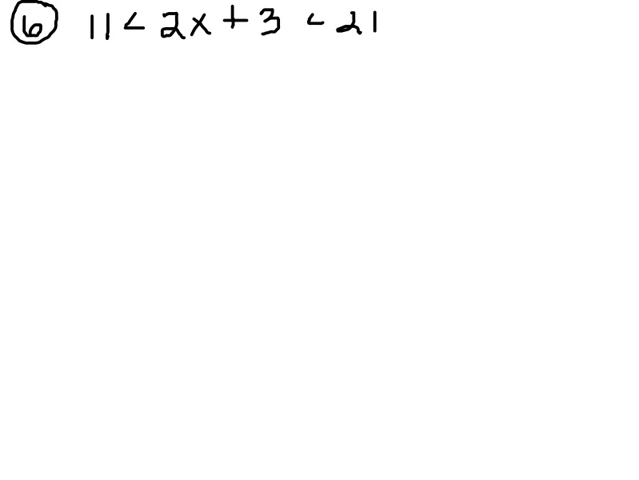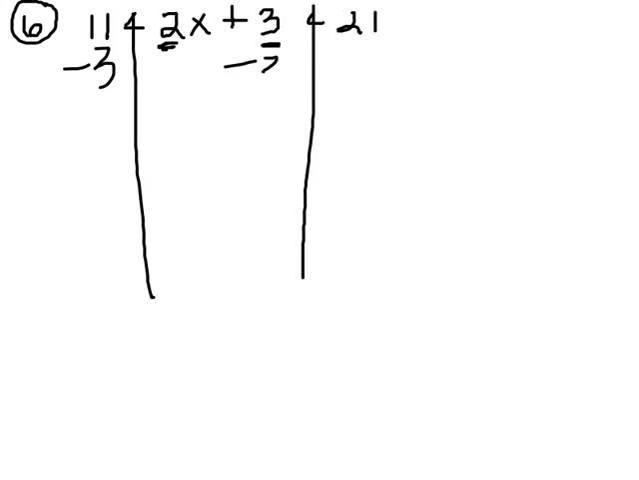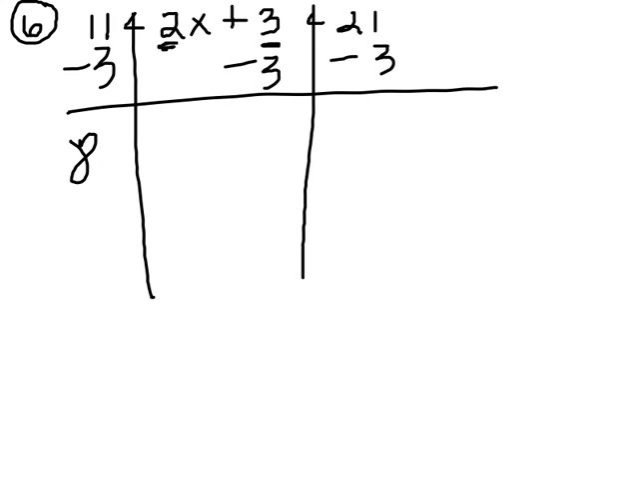Number 6, we're going to do that same method. So what numbers are by x? We have the number 2, and we have the number 3. Remember, we need to do PEMDAS backwards, so we take care of our adding and subtracting first. So this says a plus 3, and the inverse operation is going to be subtract 3 from all three sides. So we have 8 is less than 2x is less than 18.